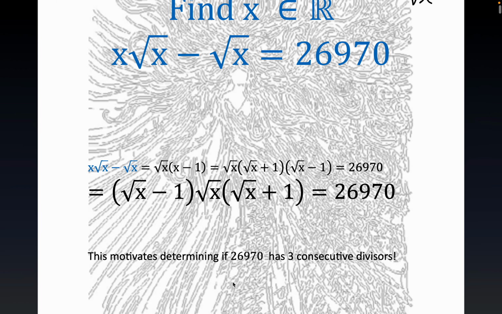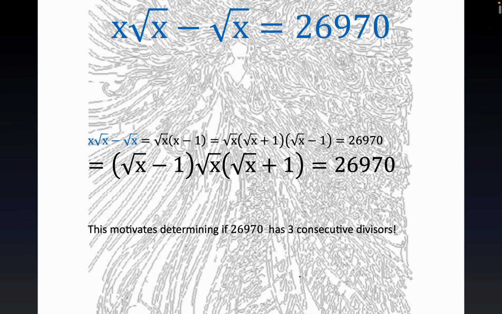All right, so again, we're looking to determine if the constant 26,970 has three consecutive divisors. So let's get busy looking at this. It's clear that 26,970 has divisors 2 and 5, right? Because it ends in 0, right? And 2 times 5 is 10. So 2 and 5 are definitely divisors.